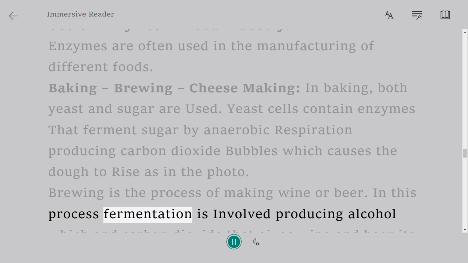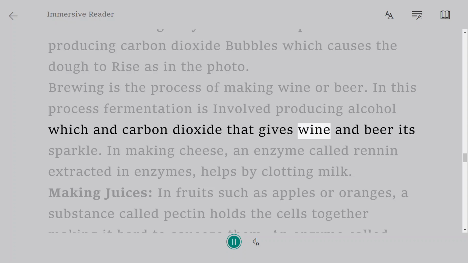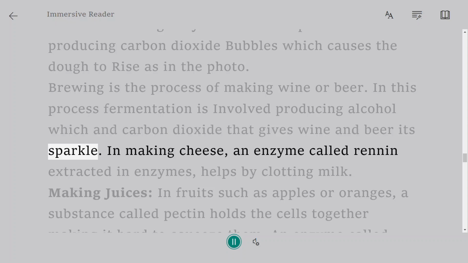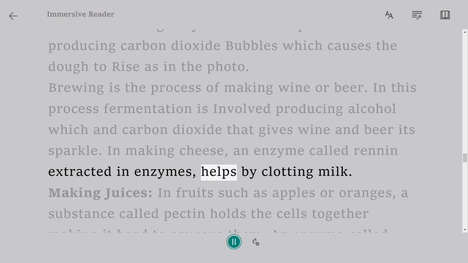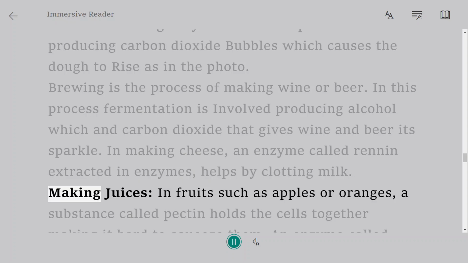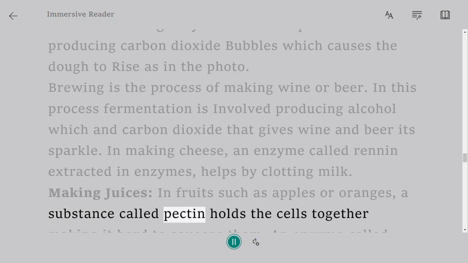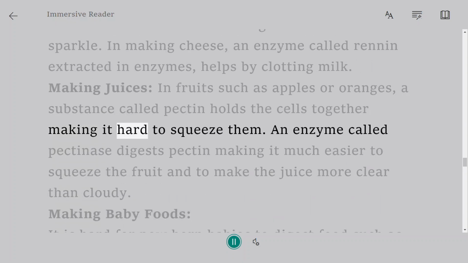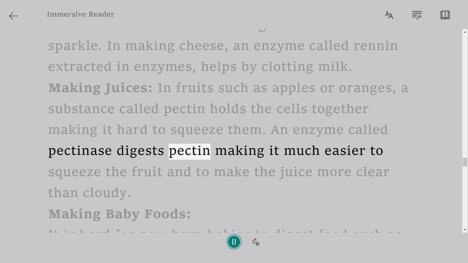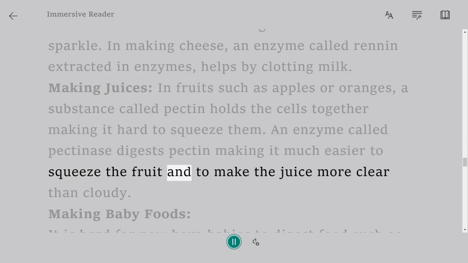Brewing is the process of making wine or beer. In this process, fermentation is involved, producing alcohol and carbon dioxide that gives wine and beer its sparkle. In making cheese, an enzyme called renin, extracted from enzymes, helps by clotting milk. Making juices: in fruits such as apples or oranges, a substance called pectin holds the cells together, making it hard to squeeze them. An enzyme called pectinase digests pectin, making it much easier to squeeze the fruit and to make the juice more clear than cloudy.